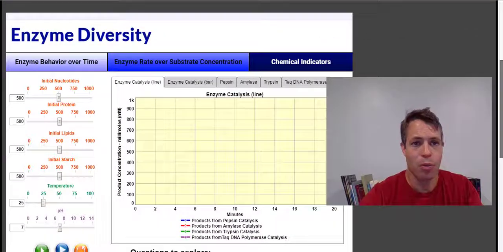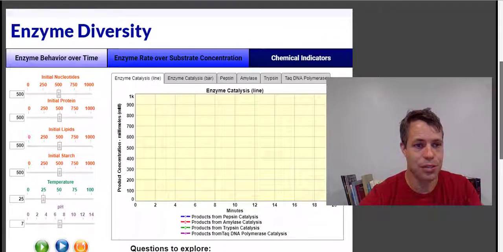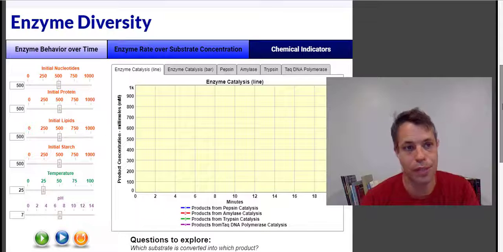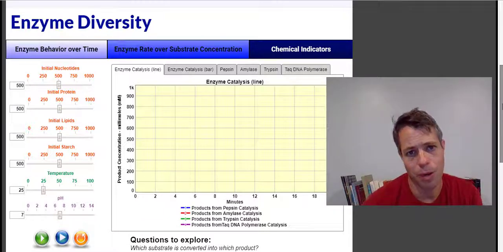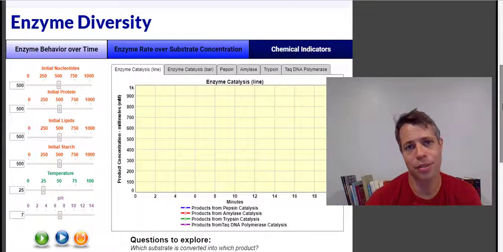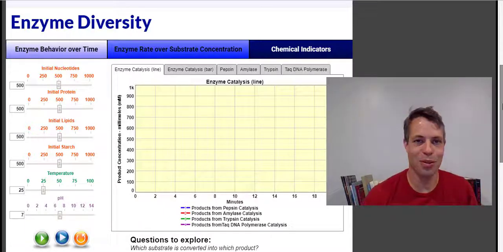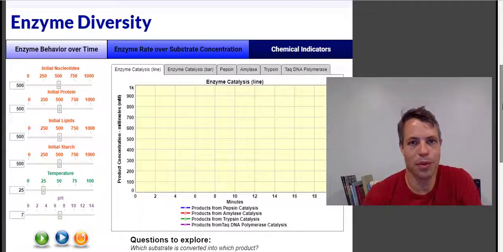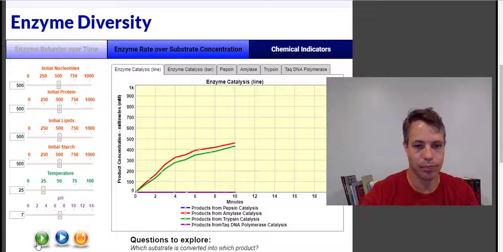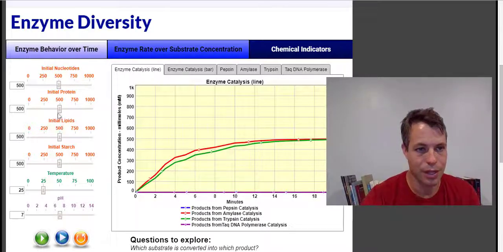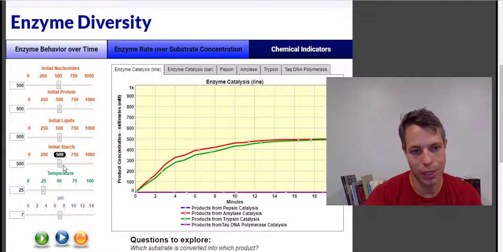One of the first questions I ask students is, what are the inputs and what are the outputs? This is the basis of a scientific experiment. What's the independent variable and what's the dependent variable? What is the cause and what are the effects? When we run a simulation, we see that these are the inputs, which we can manipulate, and then these are the outputs.